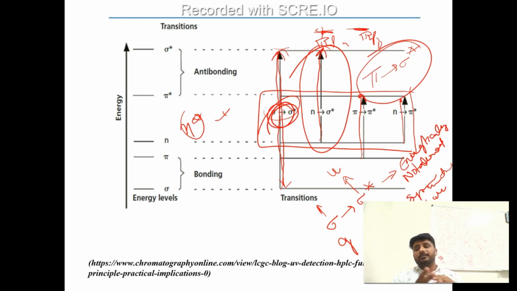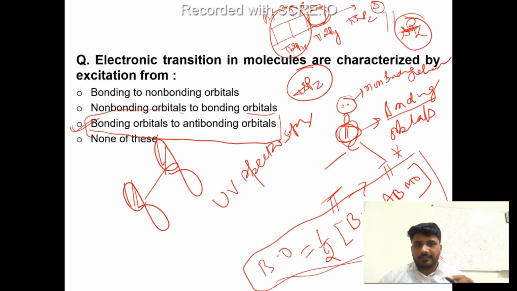No. That will be going to the emission spectra. That will not be the absorption spectra. I am talking about absorption. Only in the case of absorption, you will see the bonding to anti-bonding orbitals.